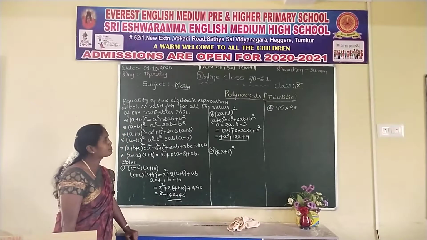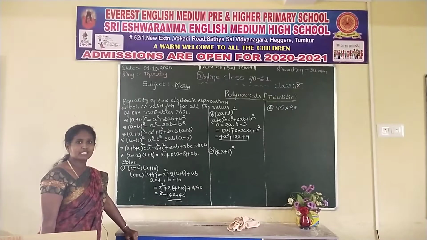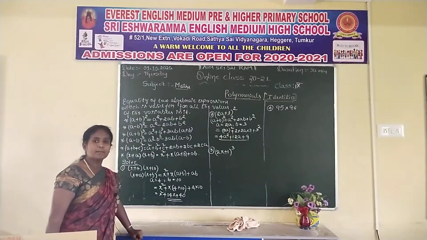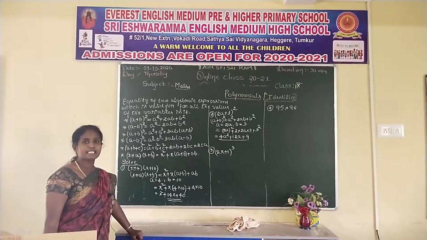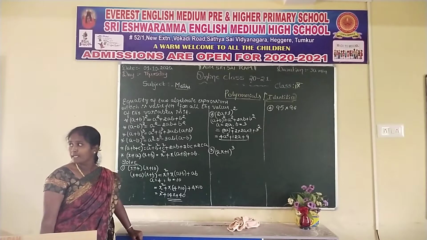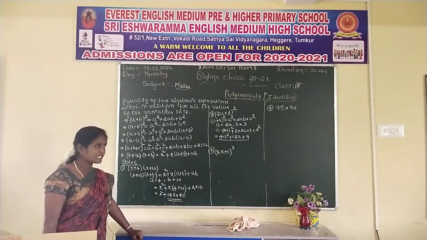Again, you can split that. If you do the factorization, we get (2a + 3) whole square. (2a + 3) whole square means (2a + 3) is multiplied two times. The factors are (2a + 3) and (2a + 3).